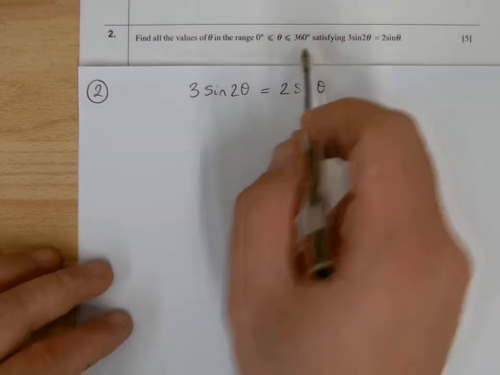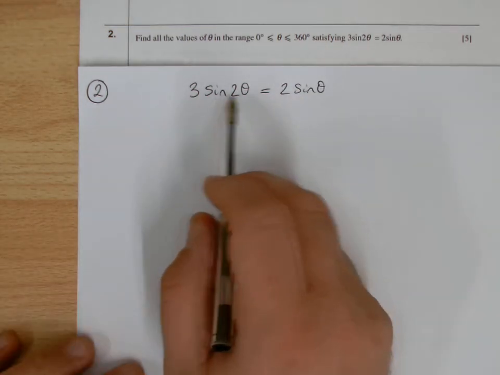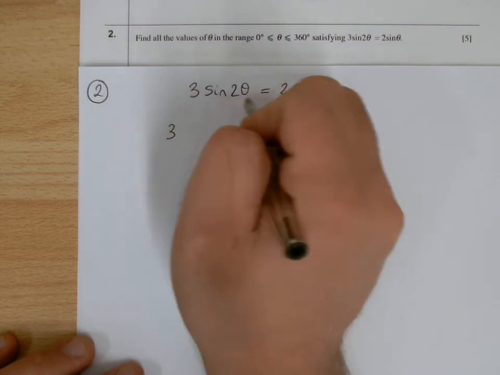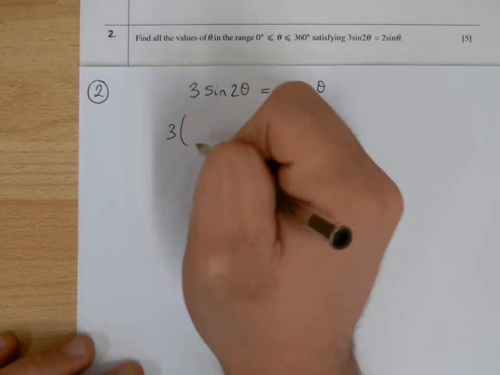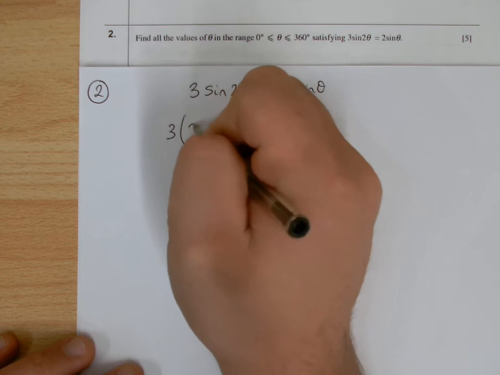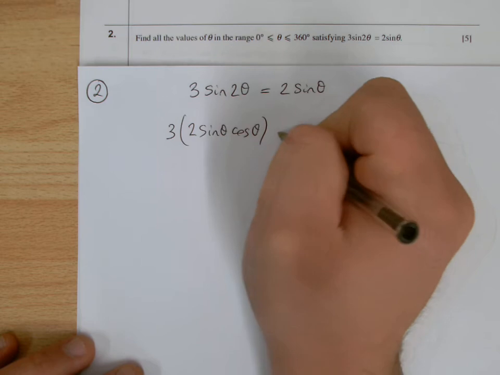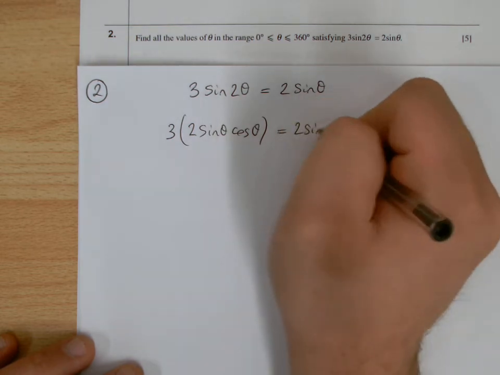Right, so question 2. We've got double angle again for sine 2 theta. So we can replace it with the result that we know for sine 2 theta. So put a bracket there maybe. We know sine 2 theta is 2 sine theta cos theta. Close the bracket, equals then on this side 2 sine theta.